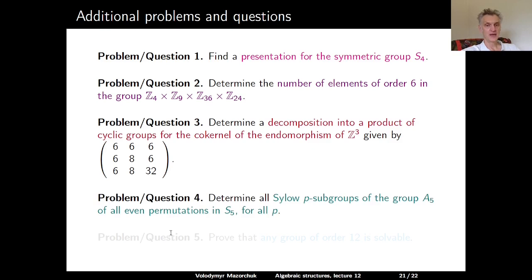Question 4. Determine all Sylow p subgroups of the group A5 of all even permutations inside S5 for all p. And question 5. Prove that any group of order 12 is solvable.